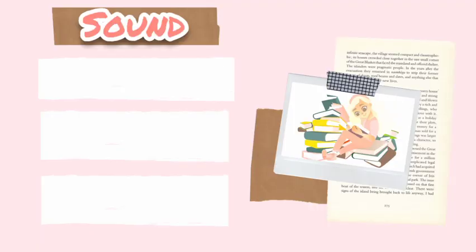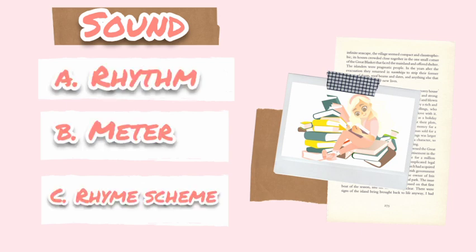So that's it. We're done discussing one of the elements of poetry, which is sound, including rhythm, meter, and rhyme scheme. So thank you for listening.